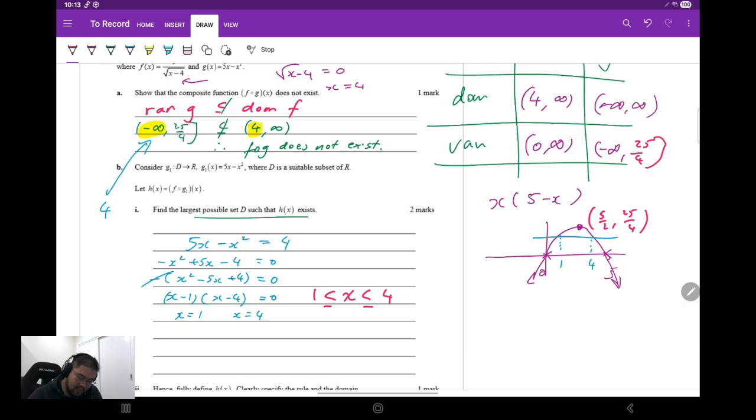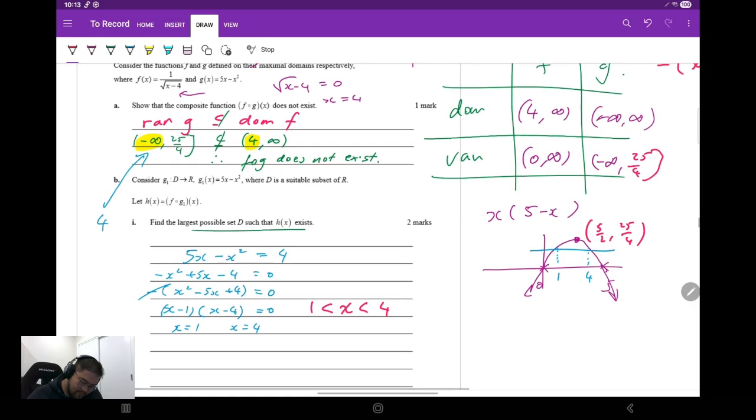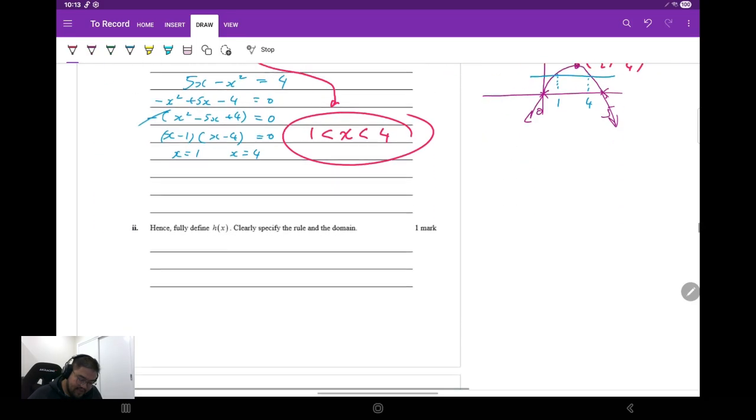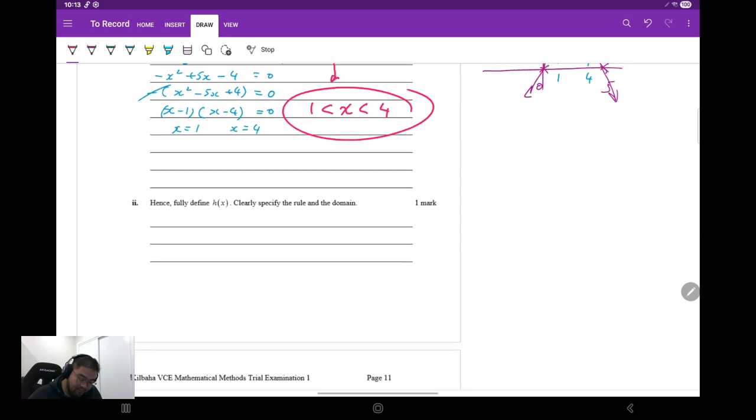Because if we've got 1, okay, so now the domain of f is 4, so that means we can't include 4, so this one here is non-inclusive, because the domain of f is not included in this case, so it's round brackets, or non-inclusive. So as a result of that, now that we've got the domain, it says fully define h(x) with the rule and the domain.